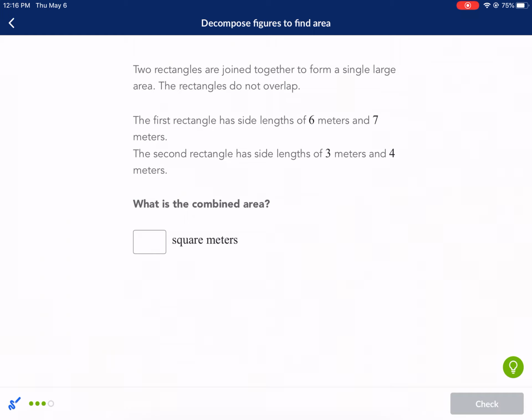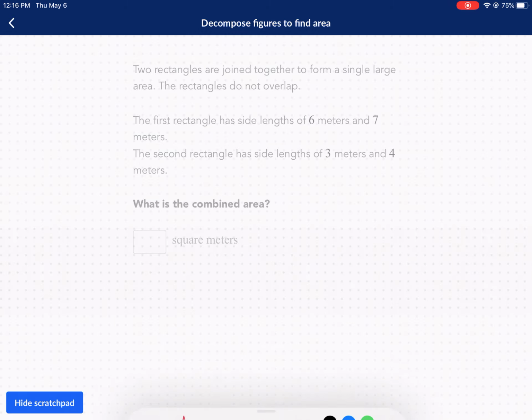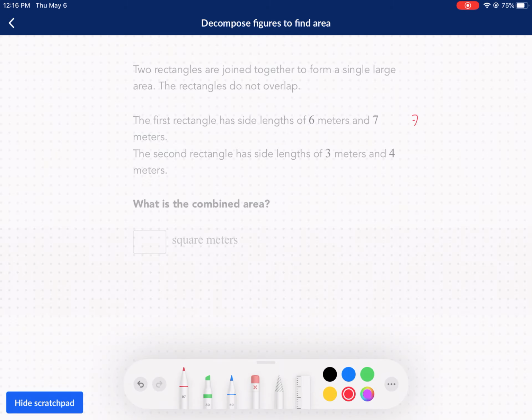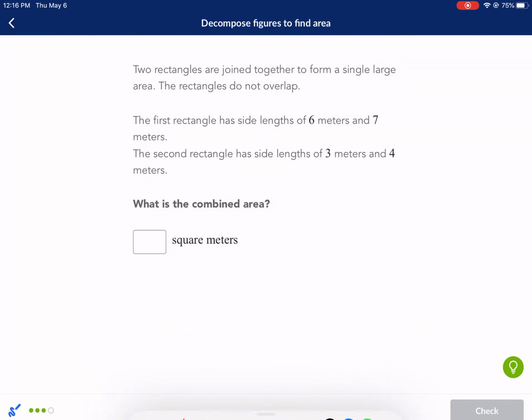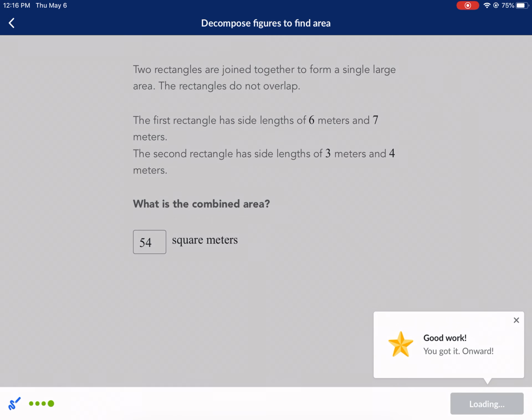2 rectangles, just like our first one, and it looks like it has all the same units, so we just need to do, for the rectangles, 7 times 6, and then 3 times 4. That's 12. That's 42. Add them together, you're going to get 54. So 54 square meters. I think we had that for the first one, didn't we? Well, anyway, here's a summary.